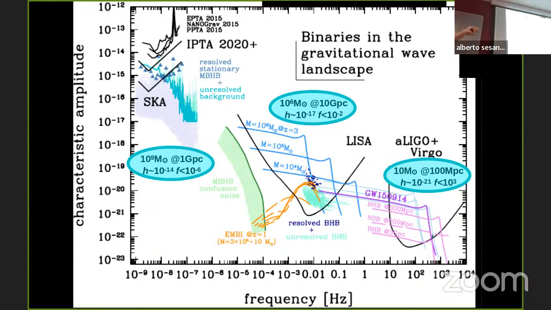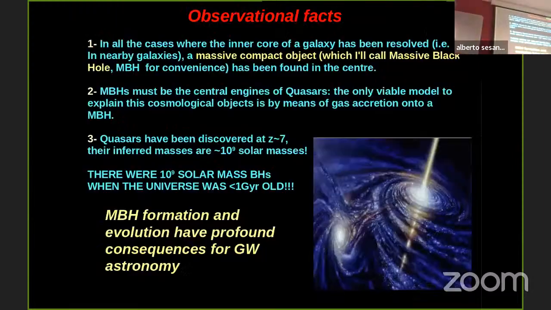And pulsar timing arrays sit up here in the upper left corner, and the signal that I depicted here is a sort of confusion signal, which is given by the superposition of many inspiraling supermassive black hole binaries. So: sensitive frequency range, a few nanohertz; typical strain, 10 to the minus 14, 10 to the minus 15.